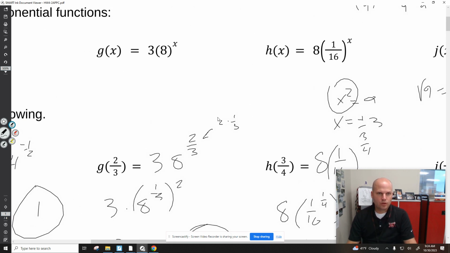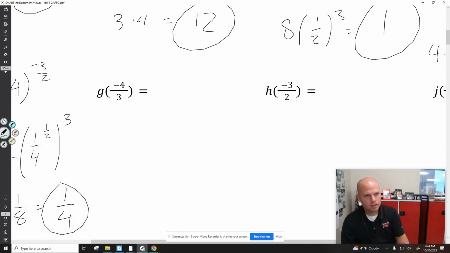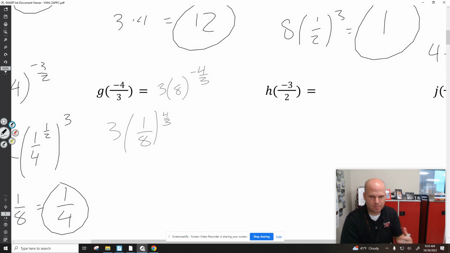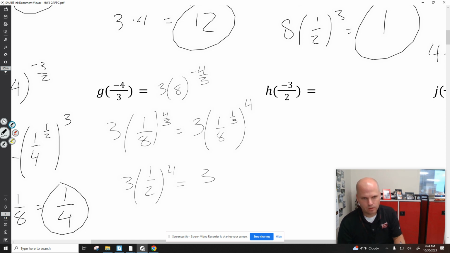3 times 8 to the negative 4/3. Okay, first thing I'm going to do is write this as dividing by 8. Negative powers, opposite direction, kind of makes sense. Negative powers are dividing if we're talking about exponential functions being multipliers. Split this into a power to a power. The cube root of 1/8 is a half. A half to the 4th is a 16th. So I get 3/16.